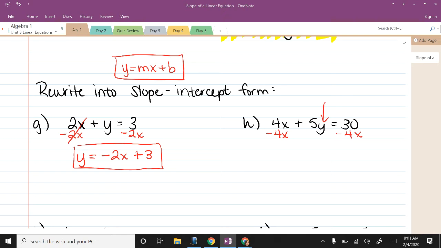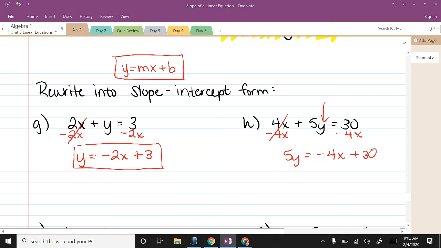All right. So that just cancels out. And I'm left with 5y. 5y equals, now those are not like terms, are they? That's a negative 4x, and that's a positive 30. So negative 4x plus 30. All right, any questions on this step?